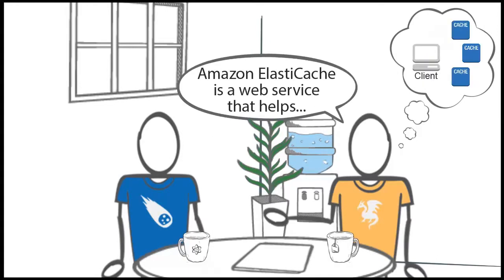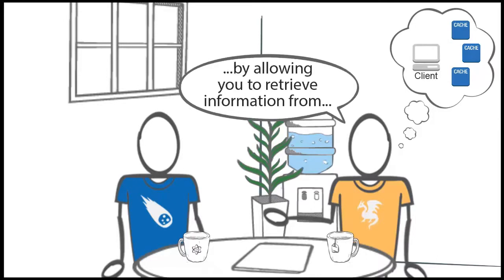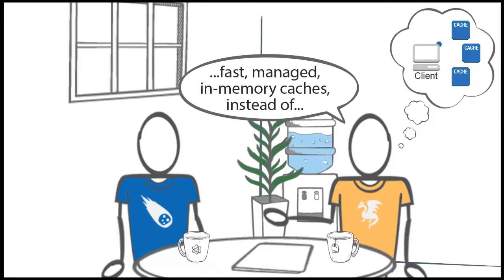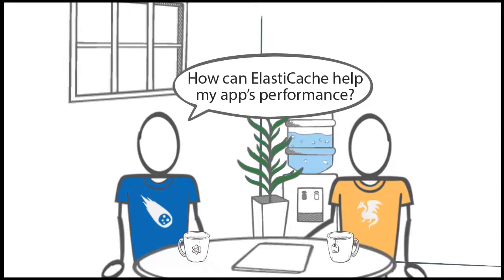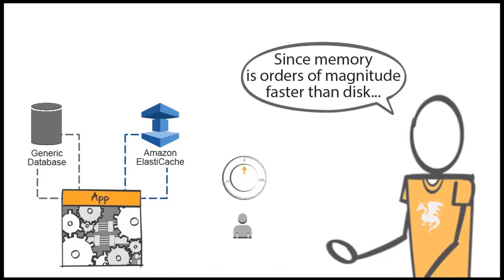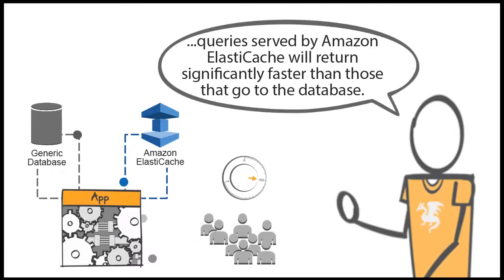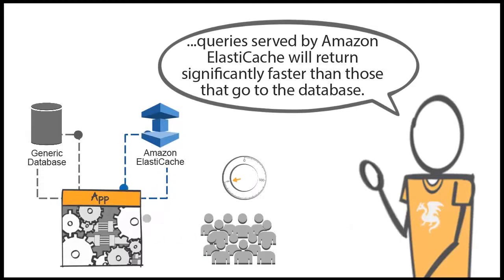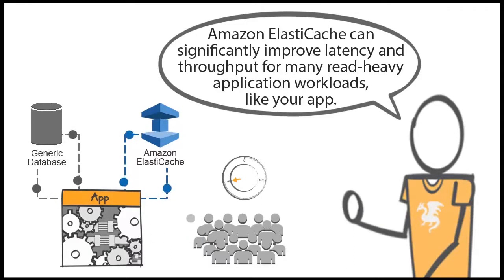Amazon ElastiCache is a web service that helps improve the performance of web applications by allowing you to retrieve information from fast, managed, in-memory caches, instead of relying entirely on slower disk-based databases. How can ElastiCache help my app's performance? Since memory is orders of magnitude faster than disk, queries served by Amazon ElastiCache will return significantly faster than those that go to the database. Amazon ElastiCache can significantly improve latency and throughput for many read-heavy application workloads, like your app.